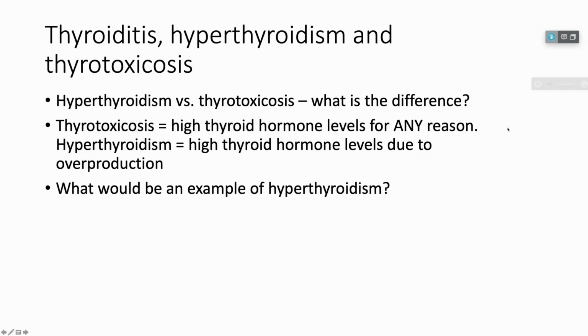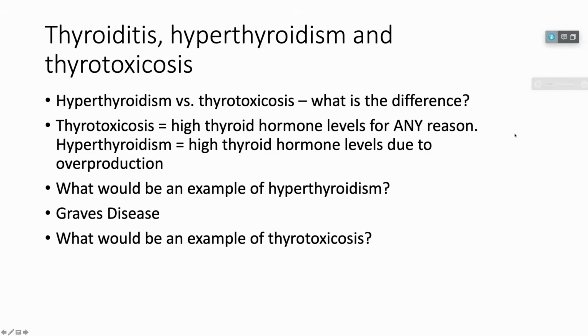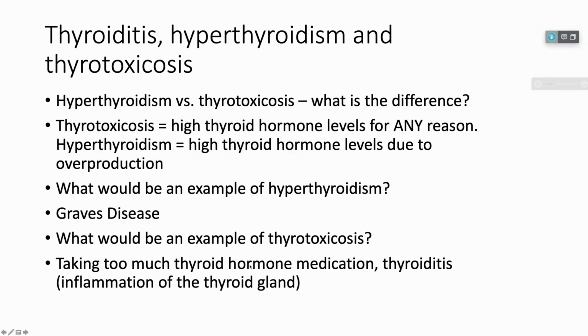So Maliha, what would be an example of hyperthyroidism? Graves' disease. Oh yeah, perfect. And how about Manny? What would be an example of thyrotoxicosis? That would be taking exogenous thyroid hormone. Perfect. Can you give me another example? Sorry, I'm not sure. Okay, that's okay. Another example would be taking too much thyroid hormone, certainly. Another would actually be thyroiditis, so inflammation of the thyroid gland. How does that work? I'm so glad you asked, because that's going to be our next slide.